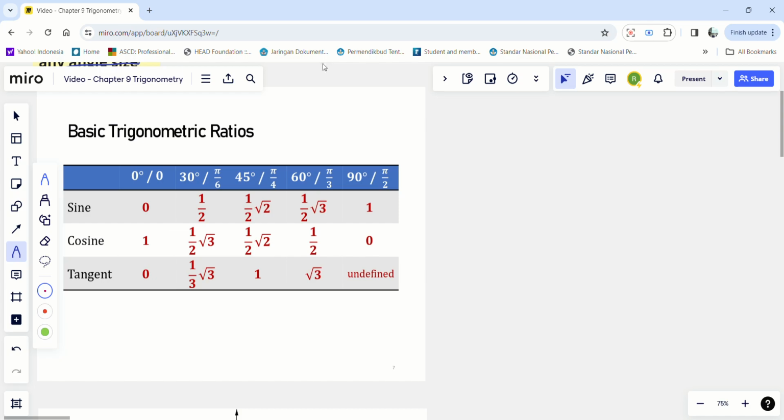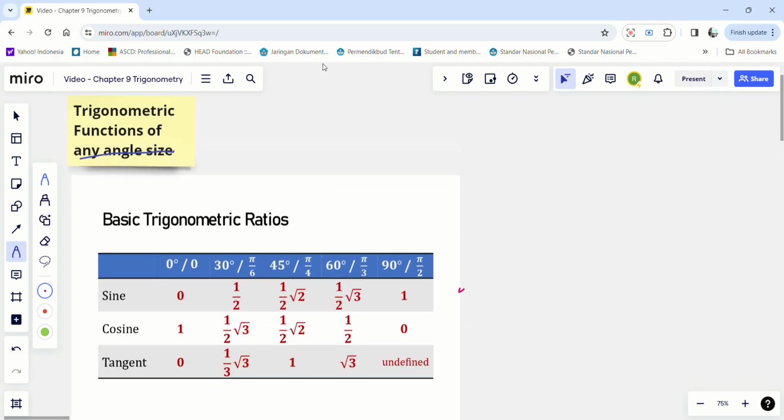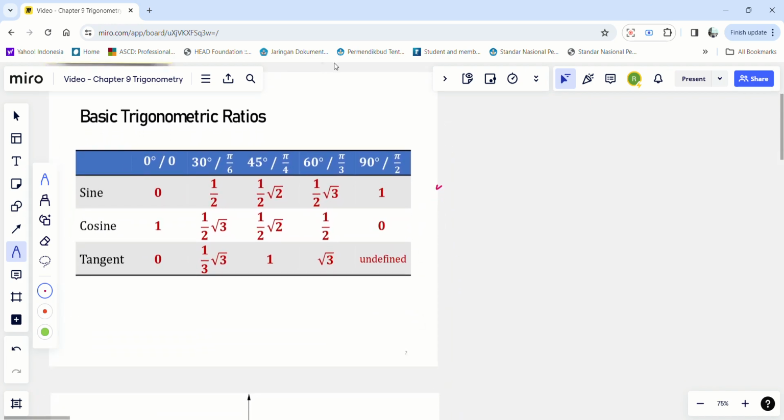Hello everyone. This video serves to explain the idea of functions of trigonometry, in particular for any size of angle. So, talking about trigonometric ratios or trigonometric functions, we basically have learned the basic ones in the previous year when we're talking about only sine, cosine, or tangent for especially special angles, but of course you can find the value of different trigonometric ratios using calculators, right?